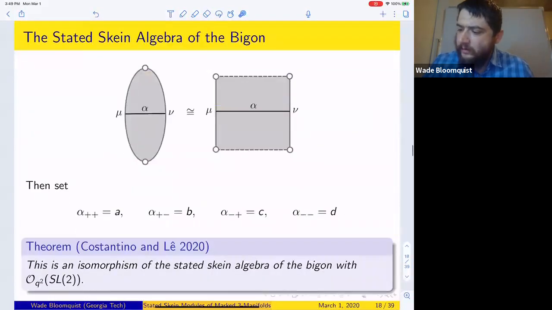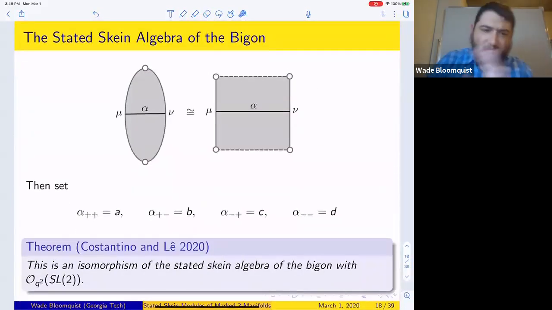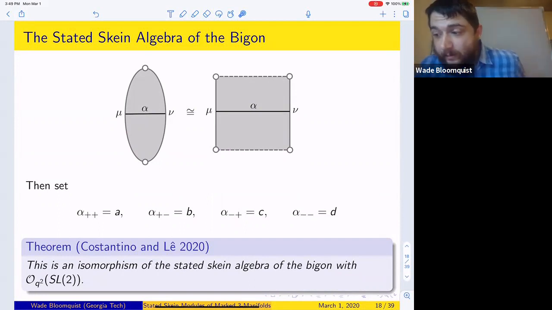Now, skipping forward a little bit, this is an isomorphism not due to myself that I think really motivates the study of stated Skein algebras incredibly well. Because the stated Skein algebra of the bigon, meaning just the disk with 2 markings on the boundary, is O_q(SL2). So now we have an algebraic description and this topological interpretation.